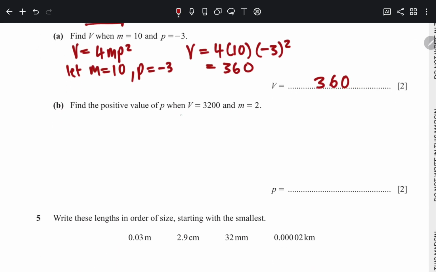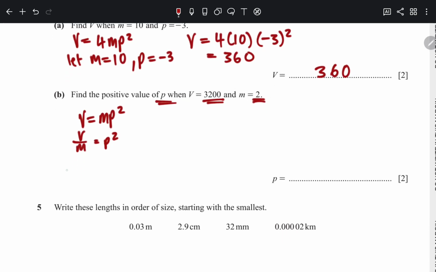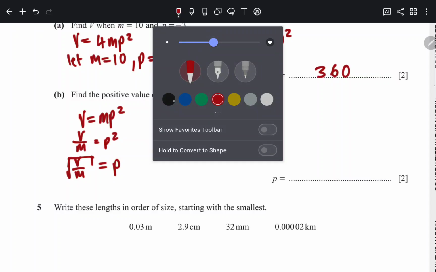Now you're going to come here. Find the positive value of P when V is 3,200, M is 2. So you're still going to say V is equal to MP squared. Now you want P, so you make it the subject. You take M to the other side. V over M is equal to P squared. Keep it there. Then you take the power of 2 to the other side. It becomes the square root. Remember, we're only taking the positive one. V over M is going to be equal to P. Remember, for square root, it would be plus or minus, but they only want the plus. So you're now just going to say this. You should be able to do subject of the formula really well. That's how you're going to do it.